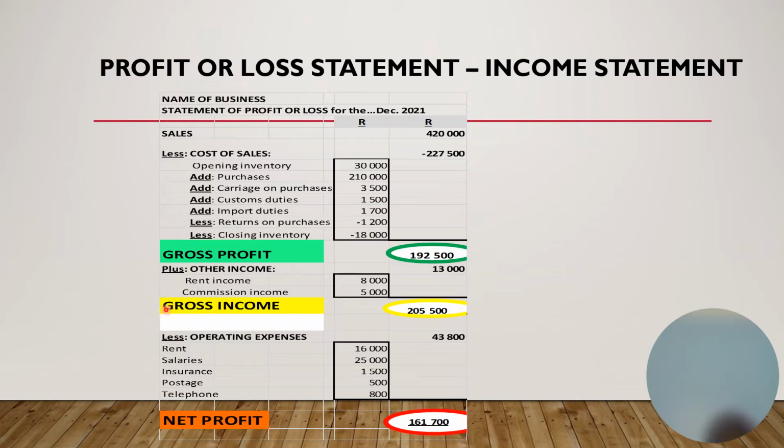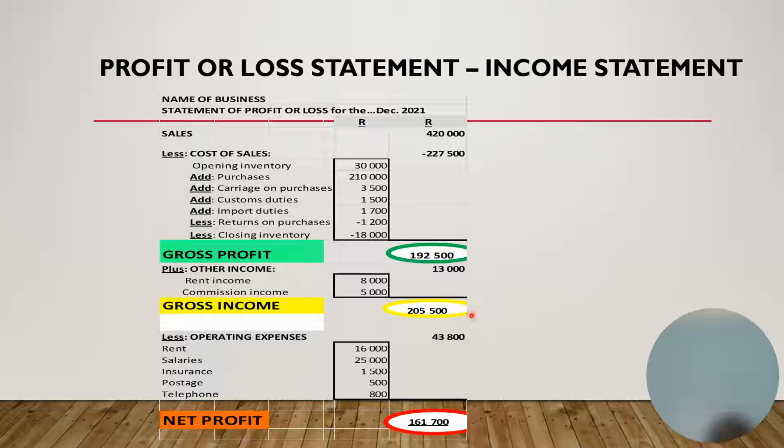Gives you your gross income, right? Sometimes you don't have this part, other income, so you'll come from this part, from here up until here. But if you have it, you have to do it. Okay. Now we have our gross income, which is 205,500.